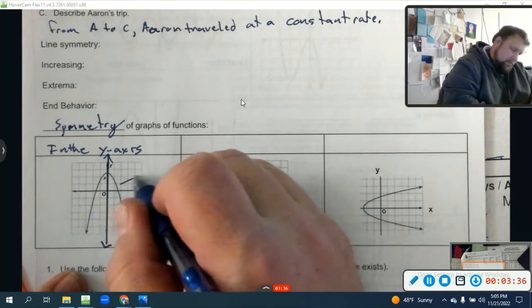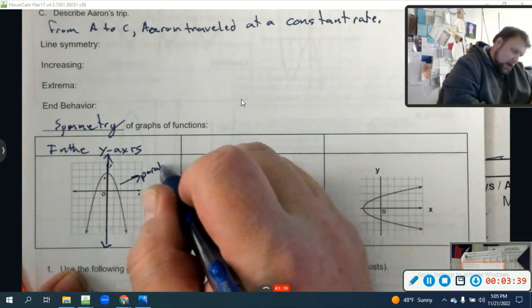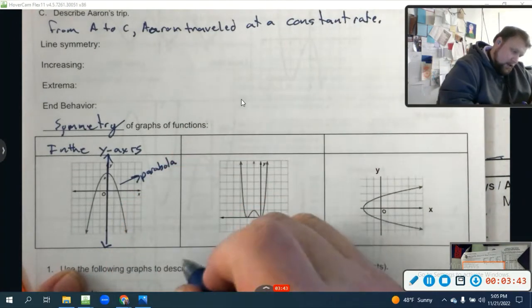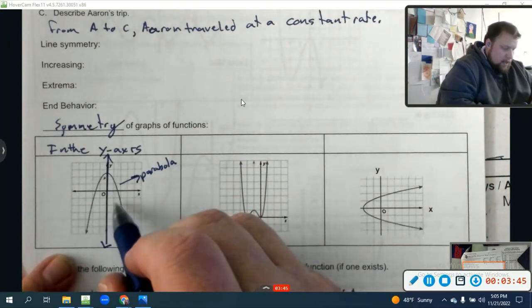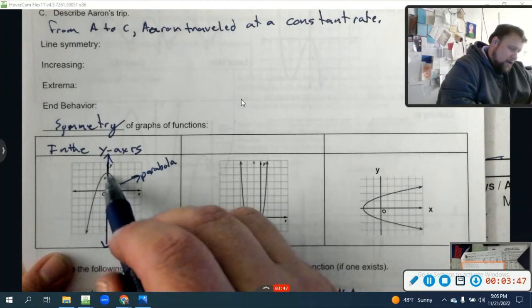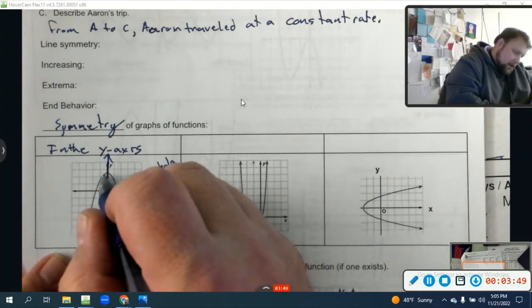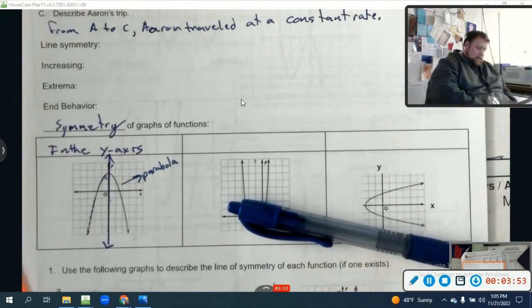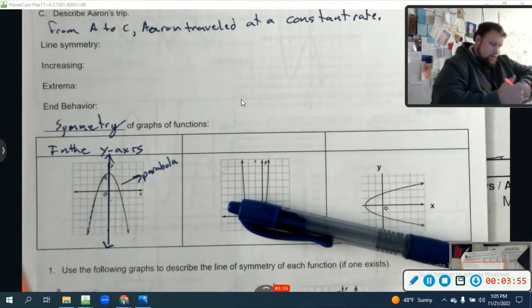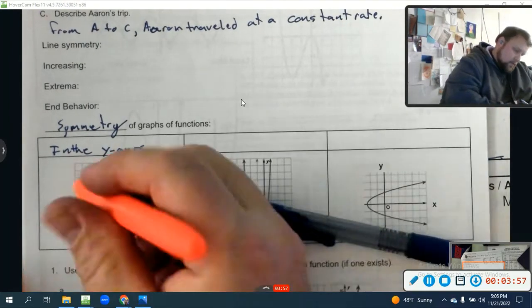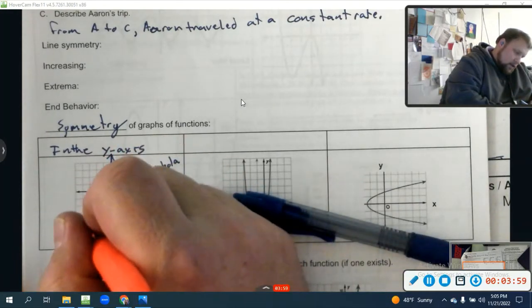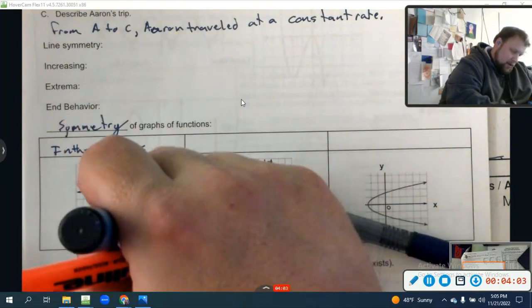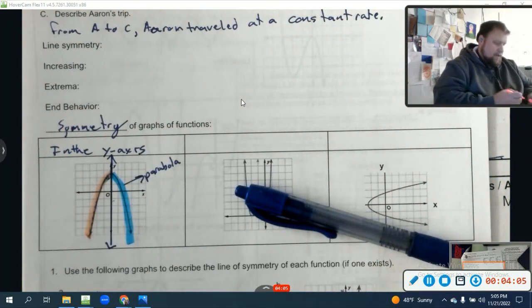it's called a parabola. P-A-R-A-B-O-L-A. Okay? So it's a parabola. If I were to cut it in half right here, this side, here, I'll highlight it, make it a little easier to see. This left half would perfectly match up to this right half. That's what it means to have line symmetry.